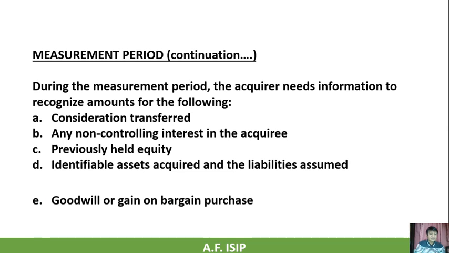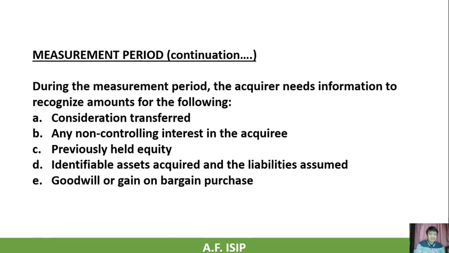Next, goodwill or gain on bargain purchase. So, you cannot compute for an appropriate goodwill or gain on bargain purchase if the information that you needed is not available. So, that is another information that needs to be recognized to make the business combination complete.